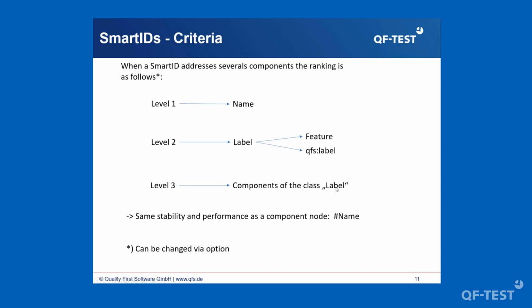So when you want to address the label itself, you have to use an index, or you can, what is better, put the class label and then the colon to say that's the label, and then the text of the label. So you'd have like hash label colon surname, for example, and then you'd be addressing the label of the text field. Yeah, and the ranking order can be changed via option. We'll come to that later.